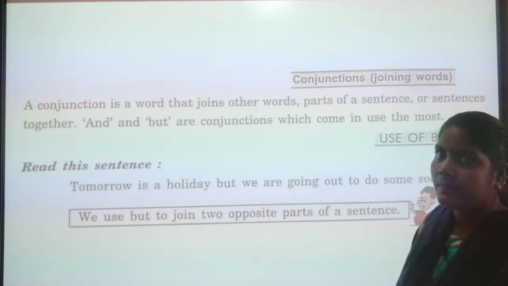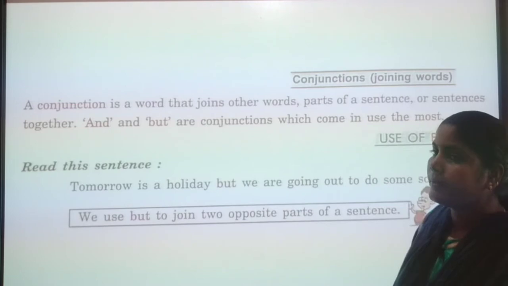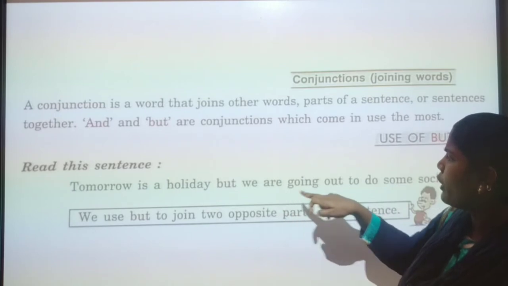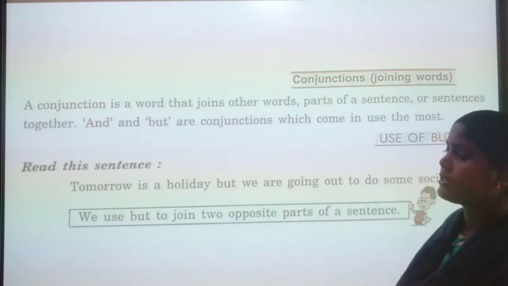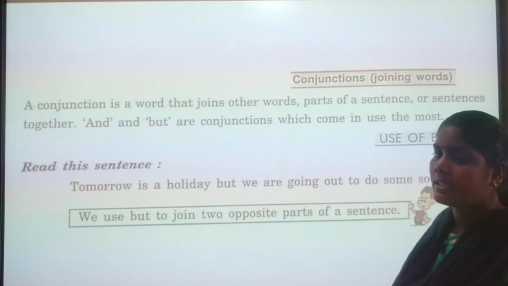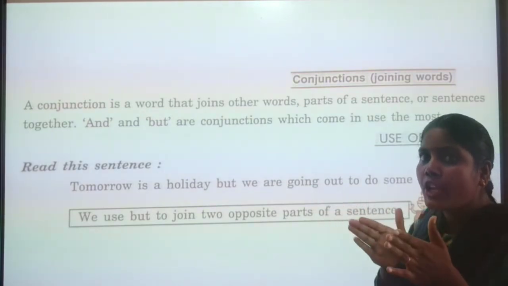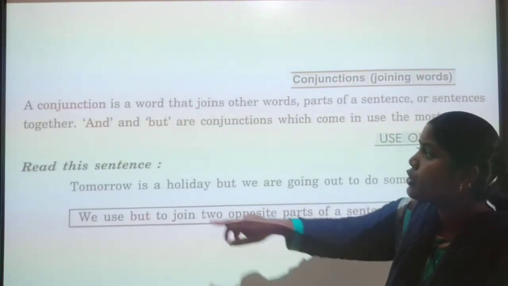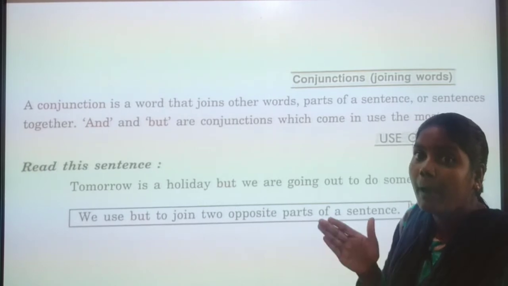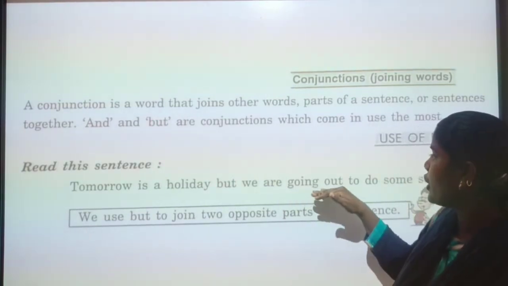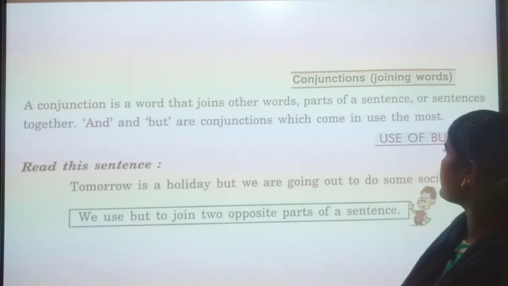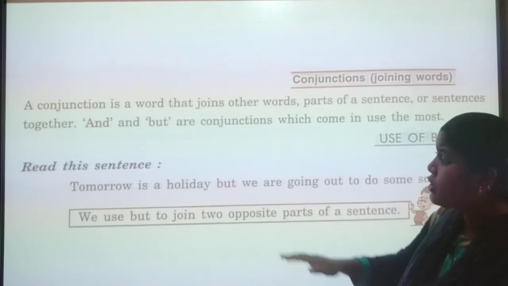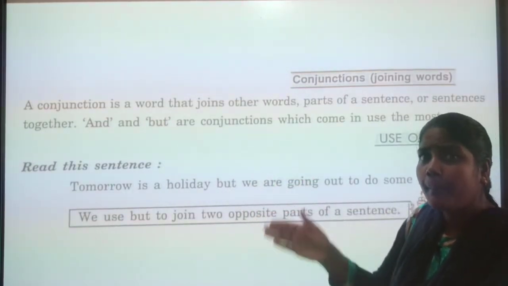Read this sentence. Tomorrow is a holiday. That is a separate sentence. We are going out to do some social works. That is a separate sentence. Now we are going to join them together. For that we have to use the conjunction. Tomorrow is a holiday, but we are going out to do some social works. So, use of but. In this sentence we have to use the but.